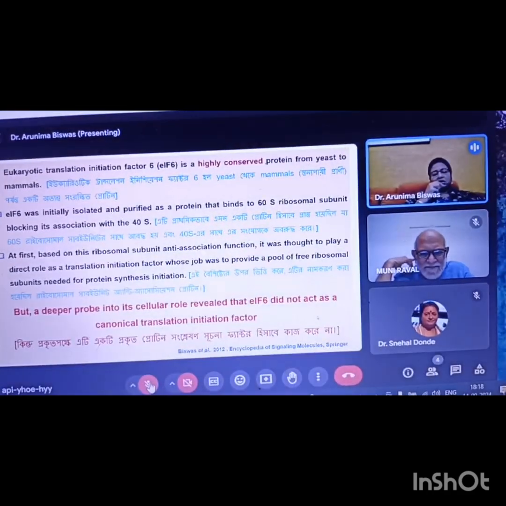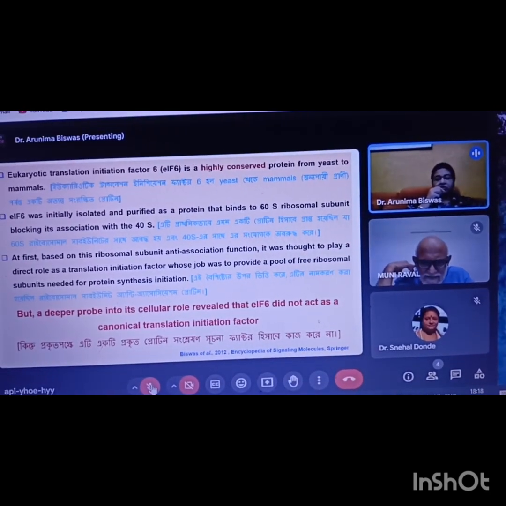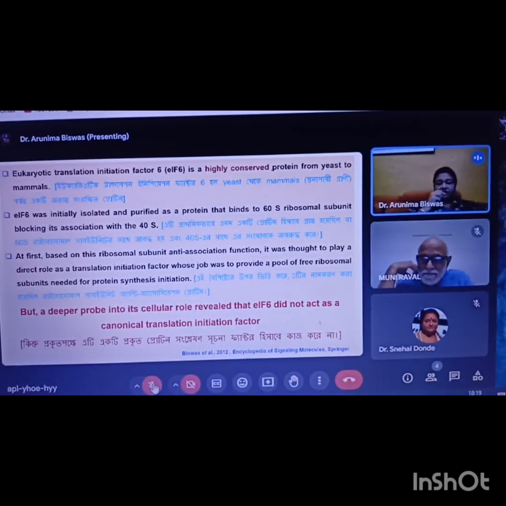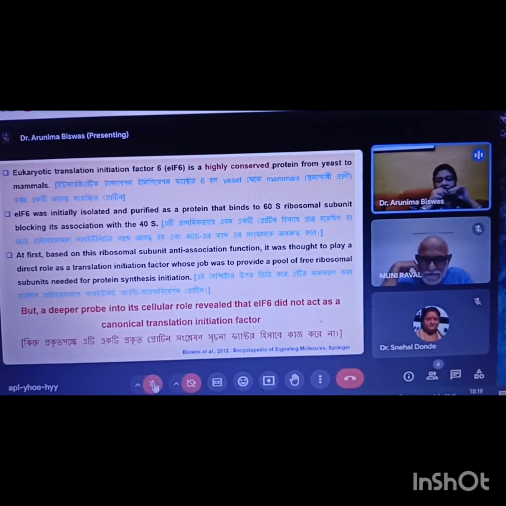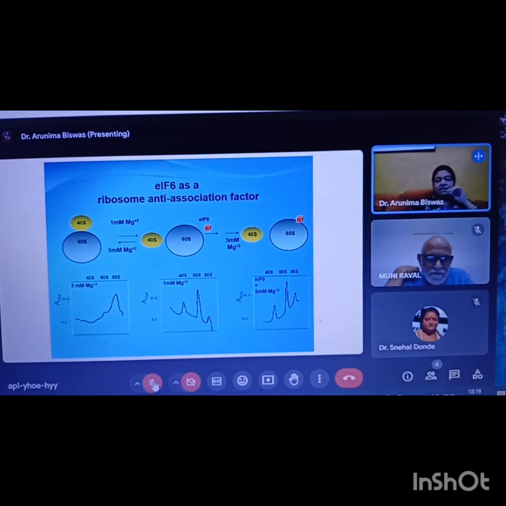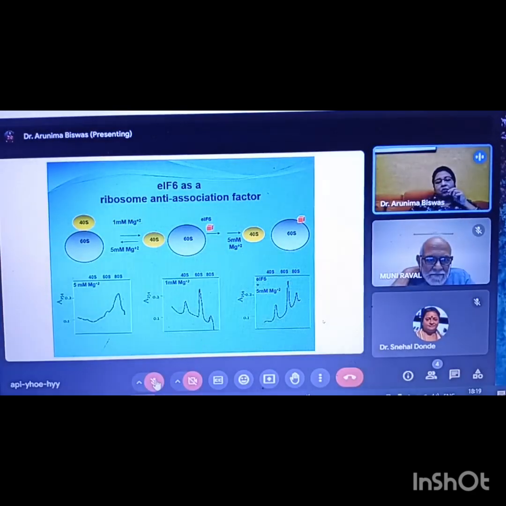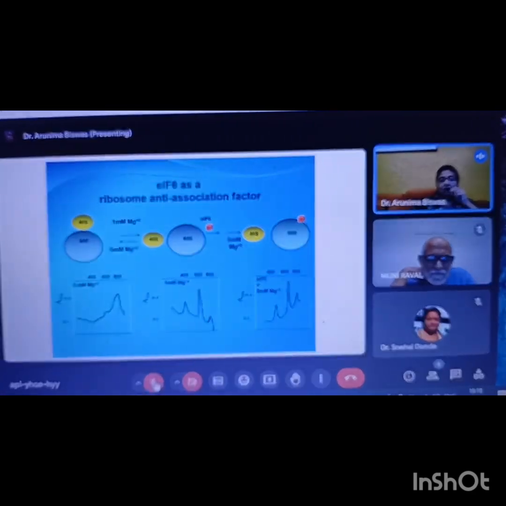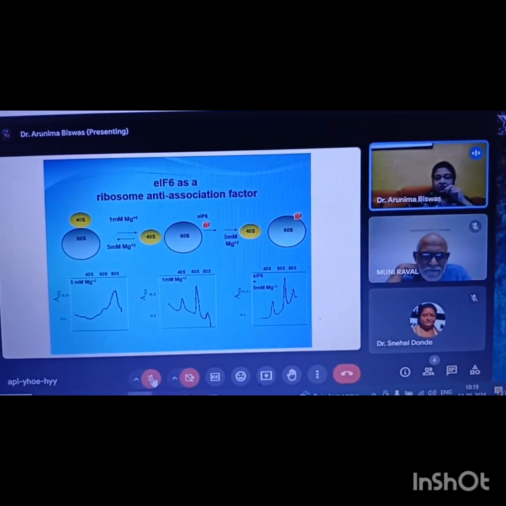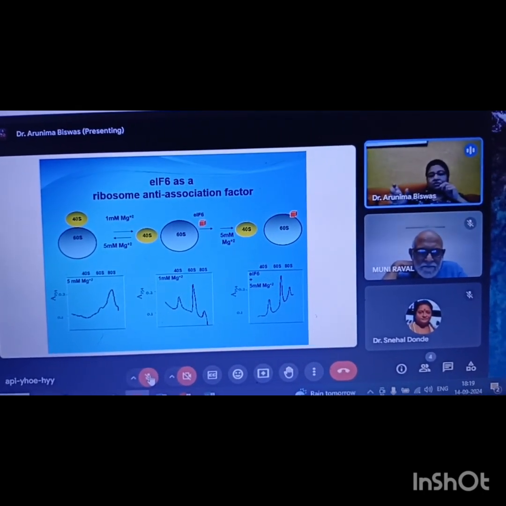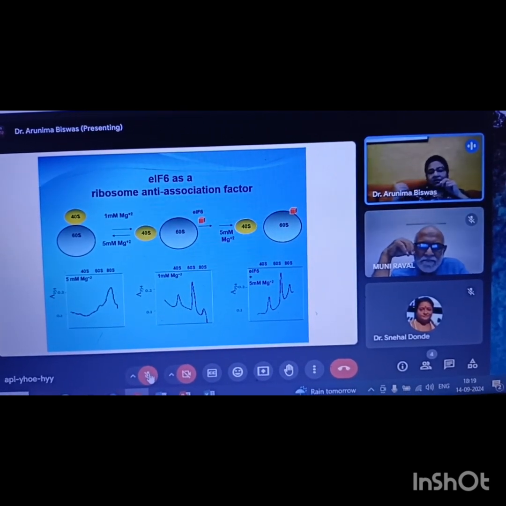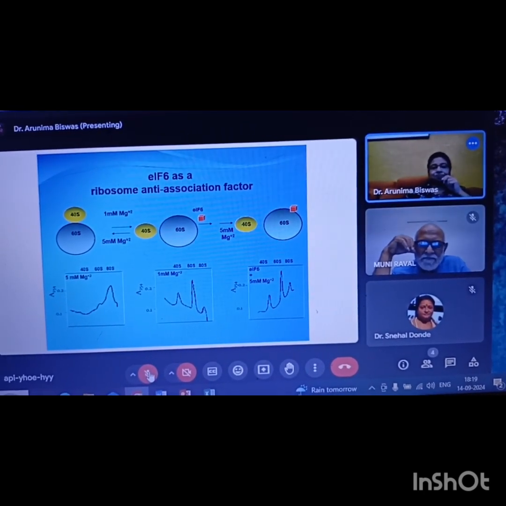But with a deeper probe into the cellular role, it was found that it does not act as a canonical translation initiation factor like eIF5 or eIF3 or others. Its role is actually elsewhere. But this is how it was. This is the property based on which it was initially isolated, that it acts as a 60S, 40S anti-association factor. It binds to the same region where 40S binds on 60S, thus blocking the association of 40S to 60S.